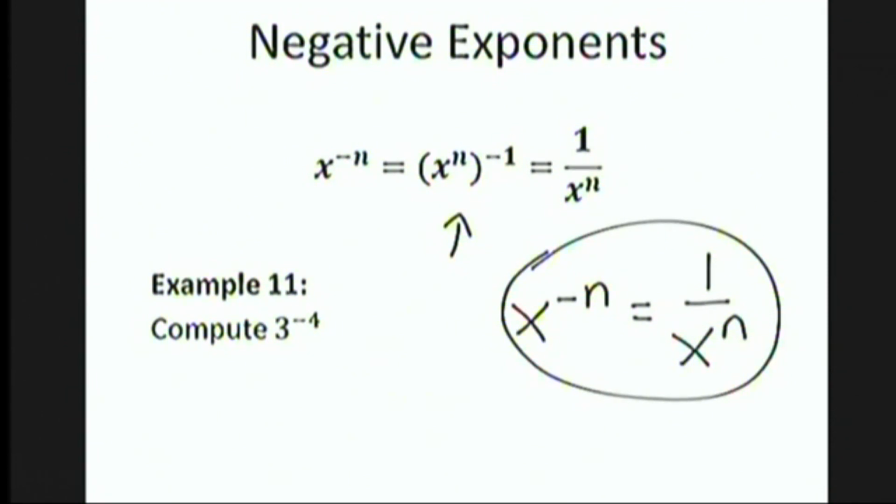So for example, 3 to the minus 4 is equal to 1 over 3 to the 4th, which is 1 over, well, 3 to the 4th is 81. 3 times 3 times 3 times 3 is 81.